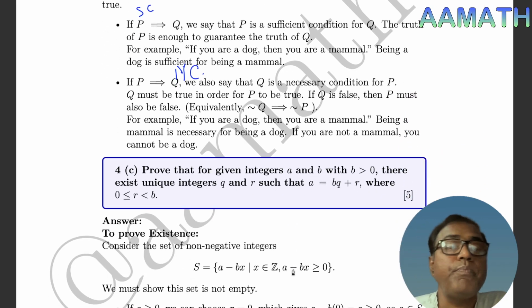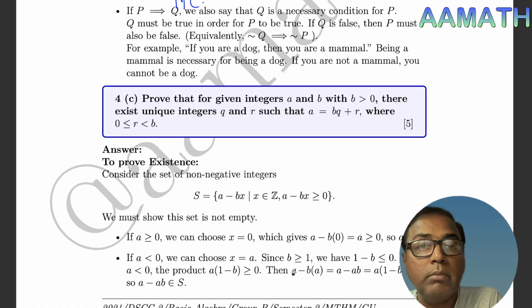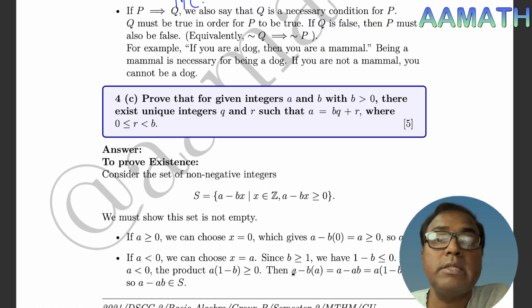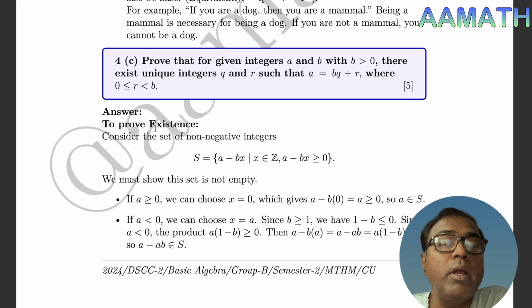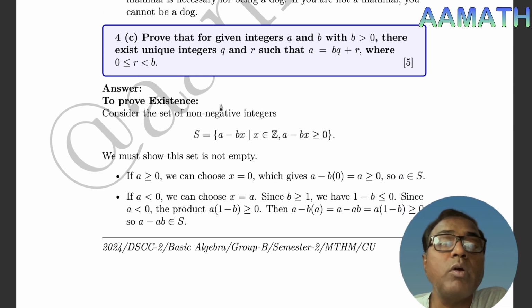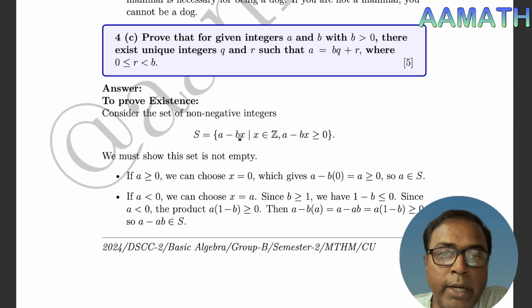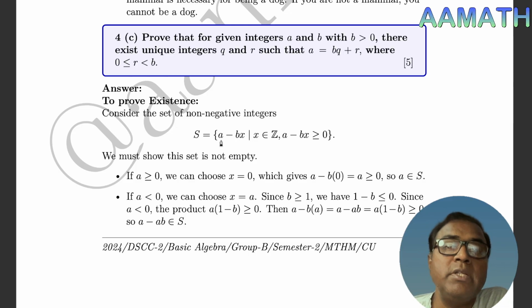Next question. Prove that for given integers a and b with b greater than 0, there exist unique integers q and r such that a equal to bq plus r, where 0 less than or equal to r less than b. To prove existence, consider the set of non-negative integers S, equal to the set of a minus bx such that x belongs to the set of all integers Z and a minus bx greater than or equal to 0. We must show this set is non-empty.